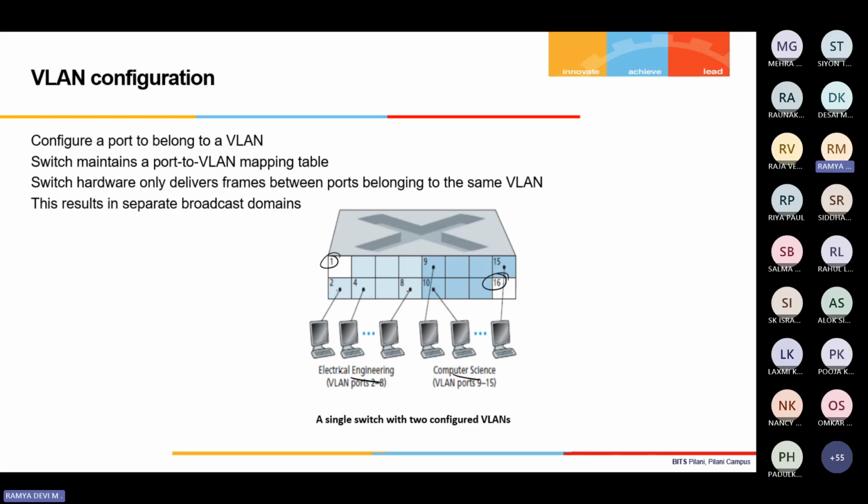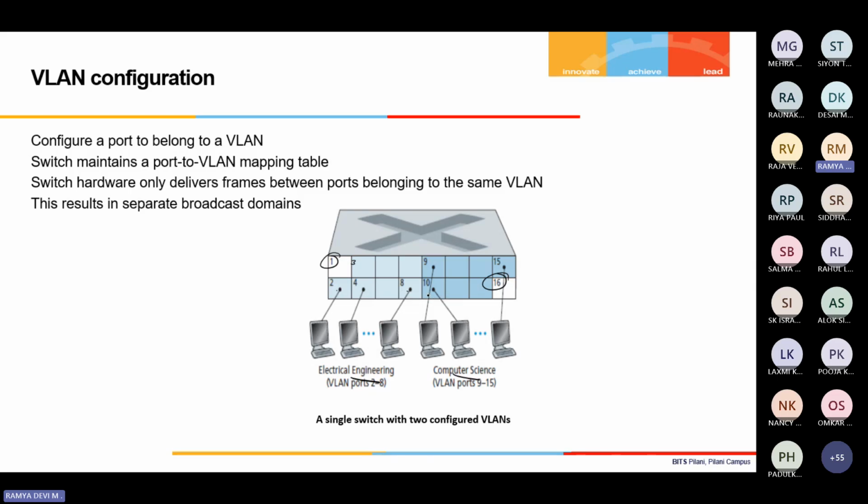Okay, so VLAN port assignment can be done. Each port will be manually configured to be a member of the appropriate VLAN, right? So for example, if I'm taking port 3, port 3 is electrical engineering. What about port 10? Port 10 is computer science engineering, right? So each and every port number will be manually configured to the appropriate VLAN.